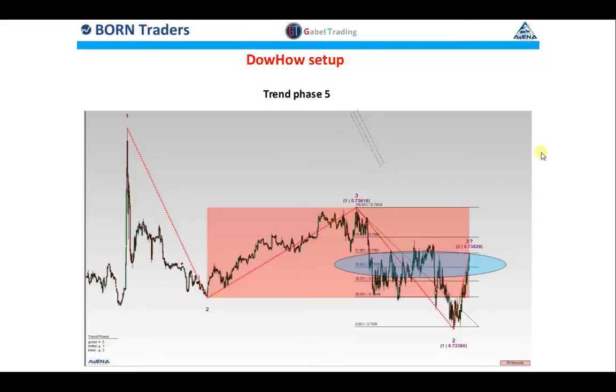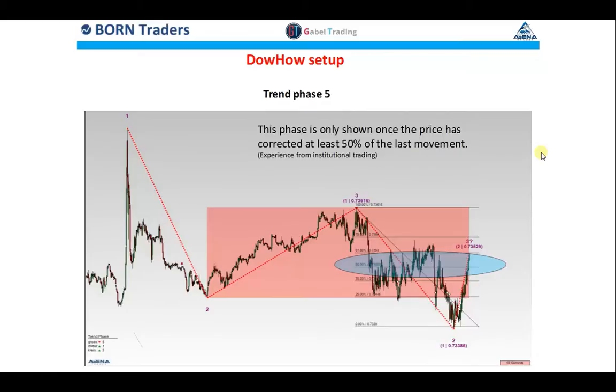The trend phase 5 is displayed once the price has corrected at least 50% of the last movement. And this is where my experience in institutional trading comes into play, because big names seldom enter before this, but first let the market really correct itself. And only then is the phase 5 shown.